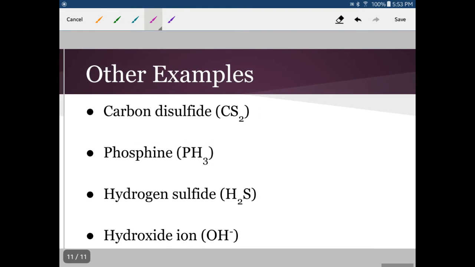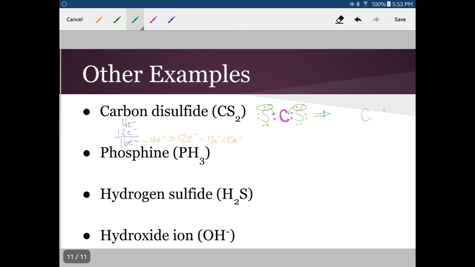I get my carbon, my sulfurs, and I get my electrons that were initially in there, and then these two pairs kind of shift around, and I get these two that get moved right into the middle, creating a double bond in between our carbon and our sulfur. Now when I check this out, I see that every atom has a complete octet. So that is done.